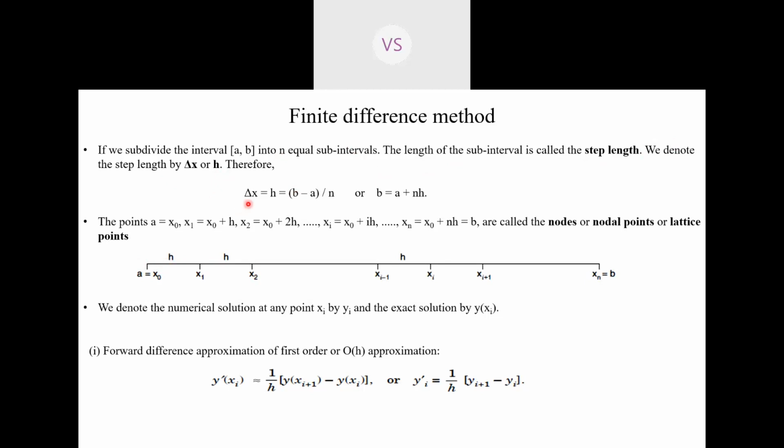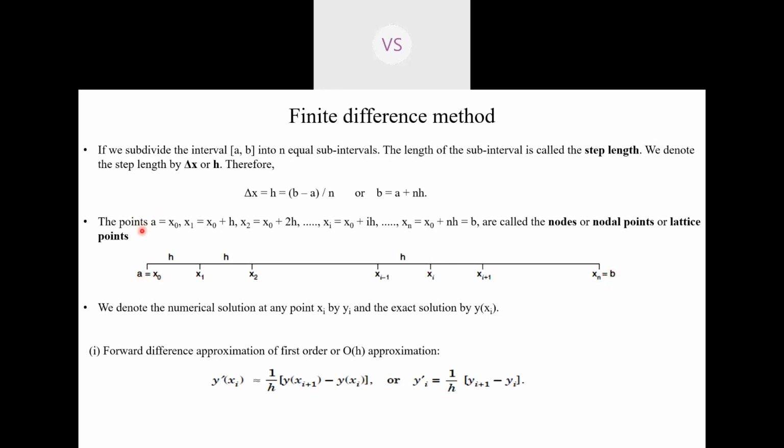So delta x is equal to h, which is equal to (b minus a) upon n. So the h value is nothing but the final limit minus the initial limit upon n, where n is the required number of subintervals. So we have the initial value of x as x0, which is equal to a, and the final value of x as xn, which is equal to b.